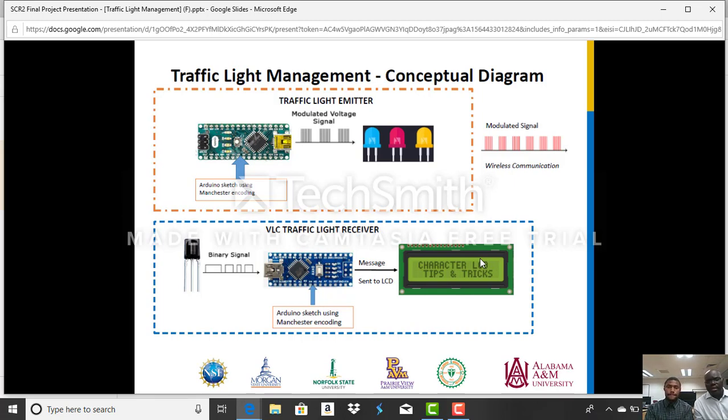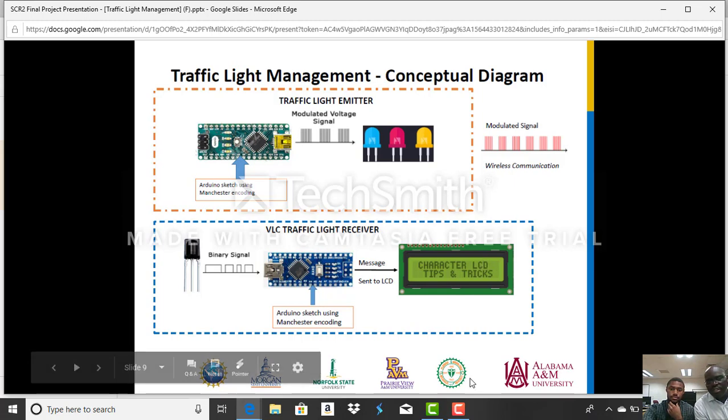So here's a look at how our conceptual diagram for our prototype will look. Our traffic management prototype has the emitter component and the receiving component, and the data that's being emitted from the emitter is transmitted wirelessly to the receiving component. So we're going to have a look at each of these components separately.